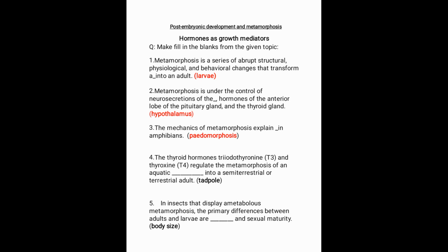Fifth, in insects that display metamorphosis, the primary differences between the adult and larvae are dash and sexual maturity. Larvae differ in body size and sexual maturity. The answer is body size.